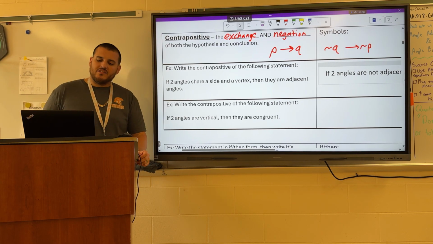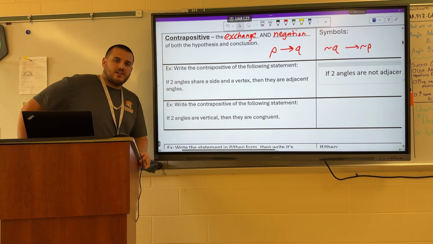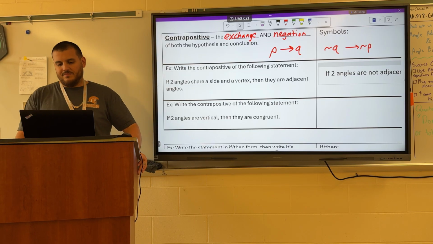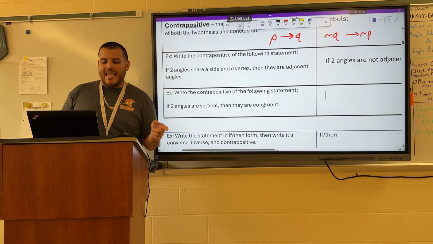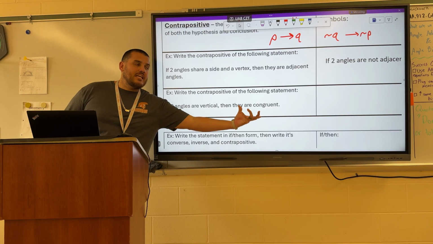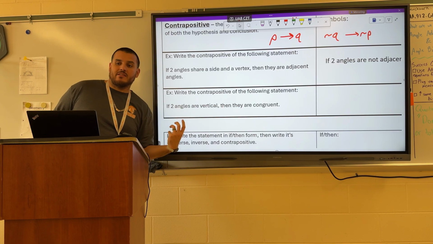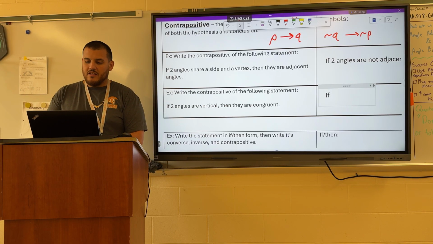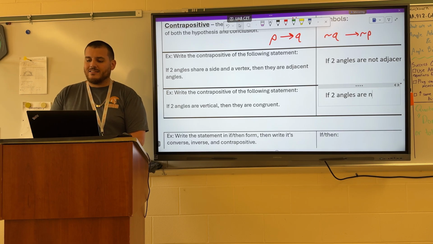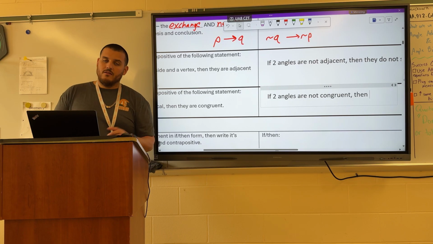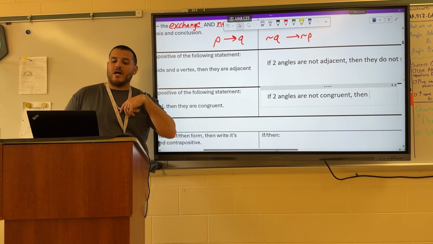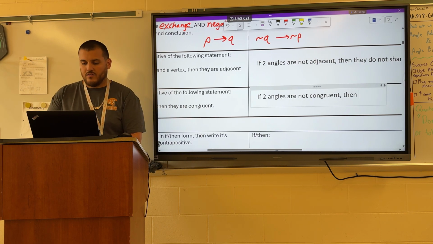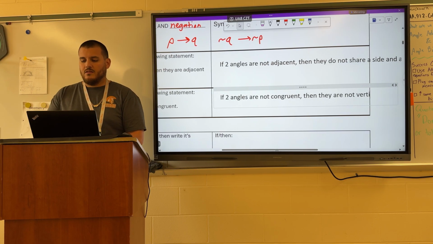Our next example asks us to write the contrapositive here. Let's see if you can do that on your own. Go ahead and pause the video and see if you can accurately write the contrapositive for this statement. So let's see if you remember to exchange and negate. So to exchange, we'll put this they are congruent part at the front of your sentence, but we need the opposite of that. So the opposite of them being congruent would be them being not congruent. So if two angles are not congruent, then the hypothesis now is coming at the end, and again, we need the opposite of it. So here it said they are vertical, so the opposite would be they are not vertical. So then they are not vertical.